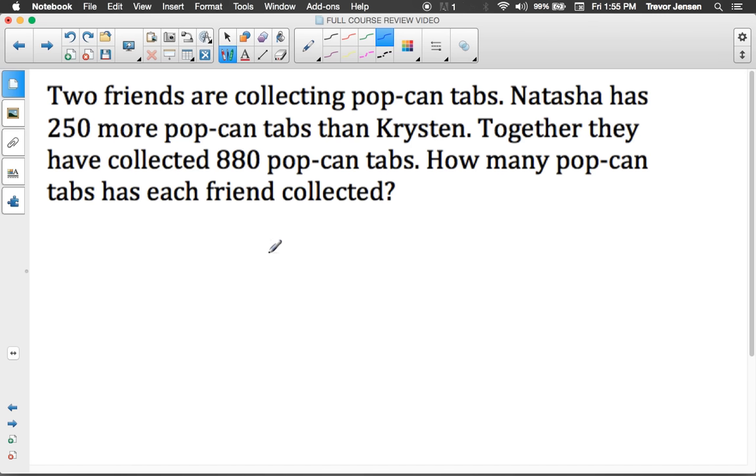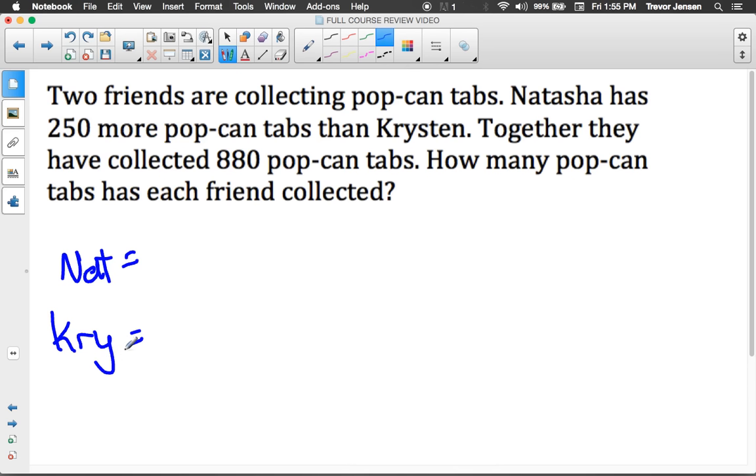Okay, last thing probably you would have done in the solving equations is look at some word problems. I'm going to do a very quick one just to remind you how to do it. So two friends are collecting pop can tabs. Natasha has 250 more than Kristen. Together they have 880 pop can tabs. How many pop can tabs has each friend collected? So the question wants to know how many pop can tabs does Natasha have? How many pop can tabs does Kristen have? So that's what the question is asking us.